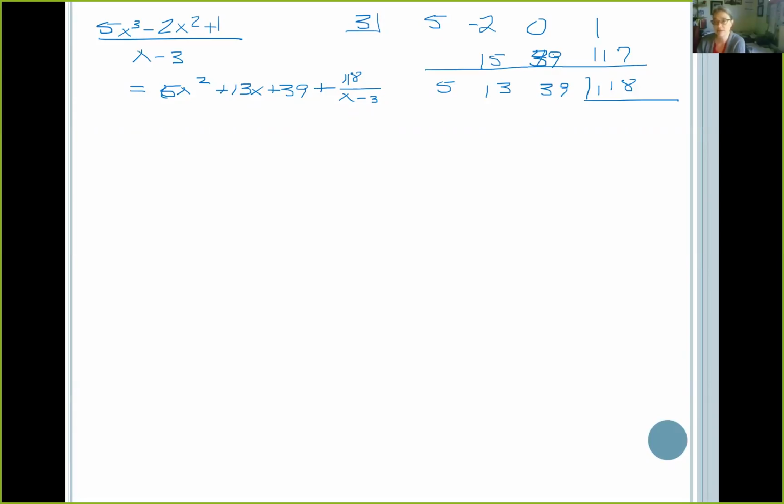It also means that x minus 3 is not a factor. And it means that if I put 3 into that polynomial, 5 times 3 to the third power minus 2 times 3 squared plus 1, I'm going to get out 118. Am I? 5 times 27, yeah, I would believe that. Okay? All right. Let's do another one.